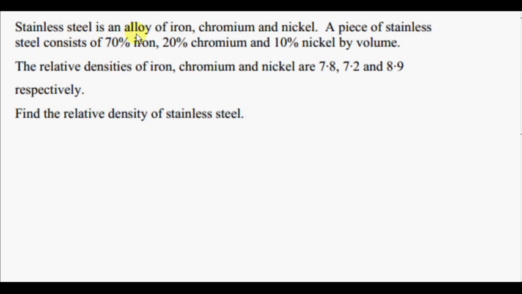Stainless steel is an alloy, a mixture and not a chemical compound, of iron, chromium and nickel. A piece of stainless steel consists of 70% iron, 20% chromium and 10% nickel by volume. The relative densities of iron, chromium and nickel are 7.8, 7.2 and 8.9 respectively. Find the relative density of stainless steel.